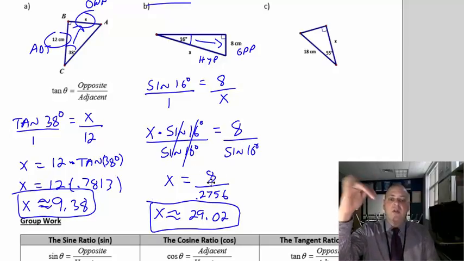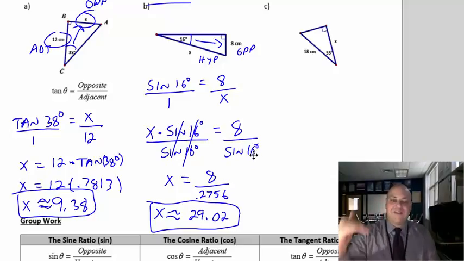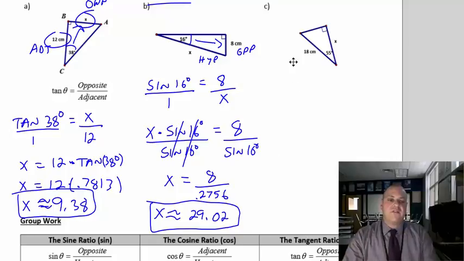Okay, 29.02. Again, that came from your chart. On the sine table, just go down and look for 16, and then under sine, it's 0.2756.